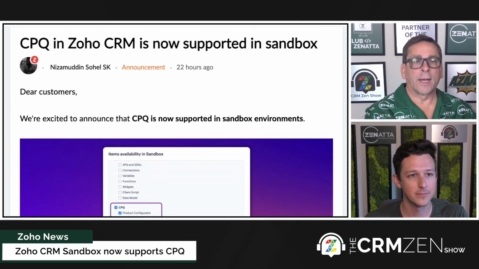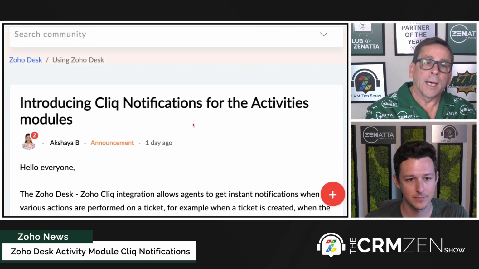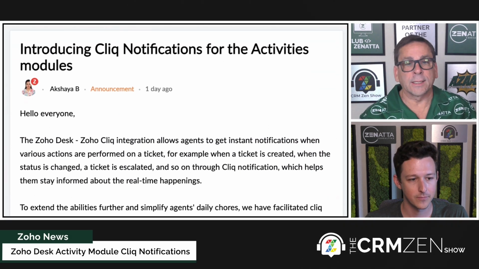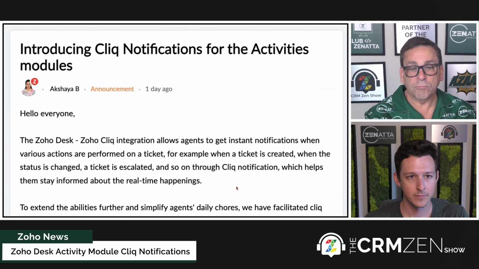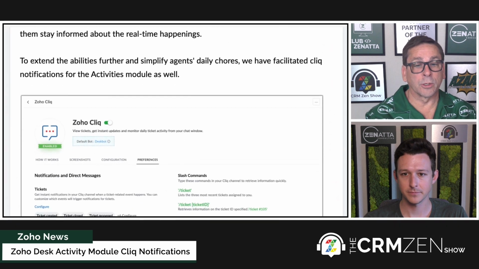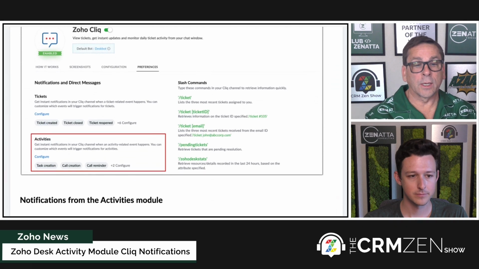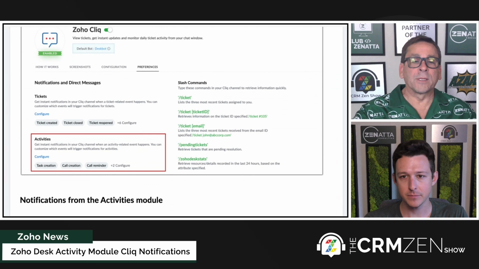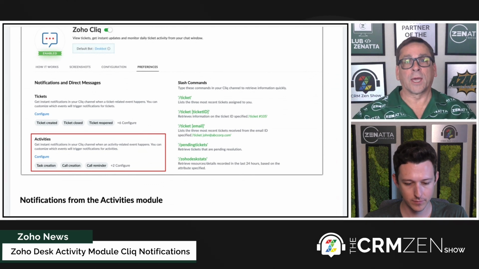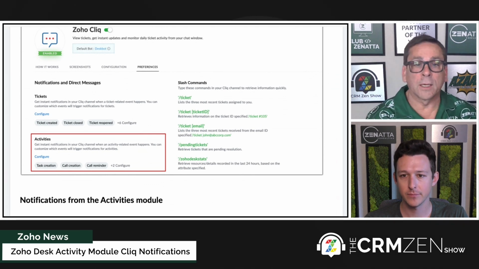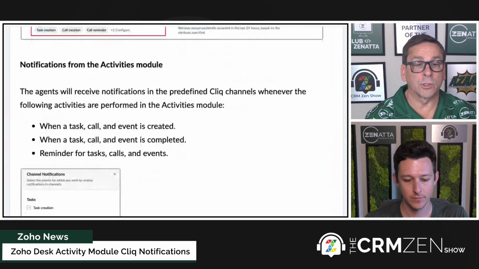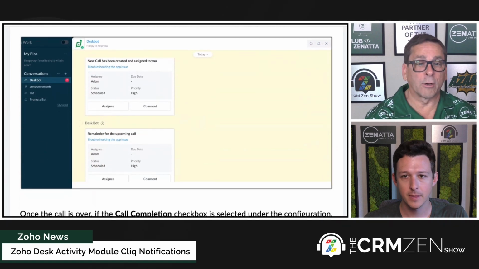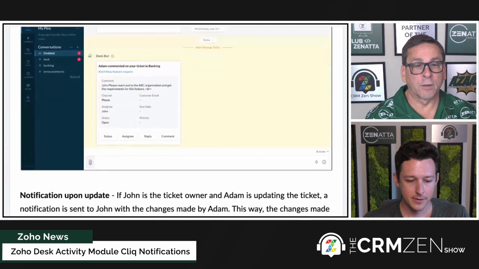Very cool. All right. And moving on, over in Desk, leaving CRM, you now have Cliq notifications for the activities module. So, again, kind of talked about this a little earlier with what you can do with Microsoft Teams. Well, now in Desk, you can enable Cliq in your activities module. So basically, something happens, there's an activity in Desk, you want that notification to go to Cliq, you can set up those notifications now. Exceptionally helpful.